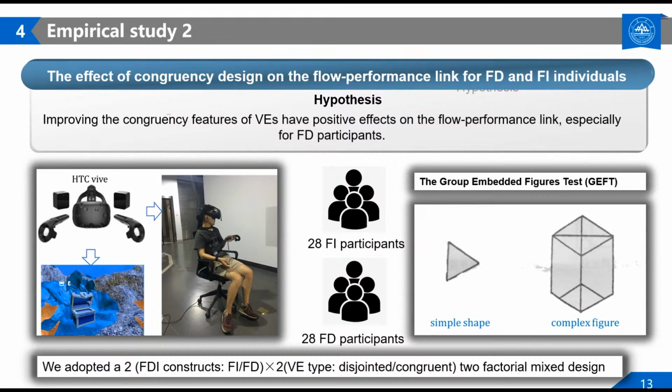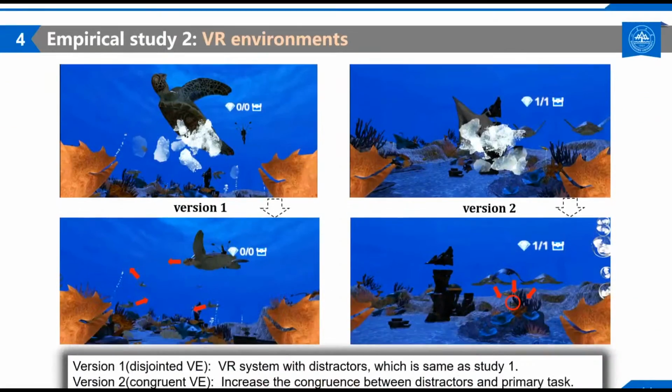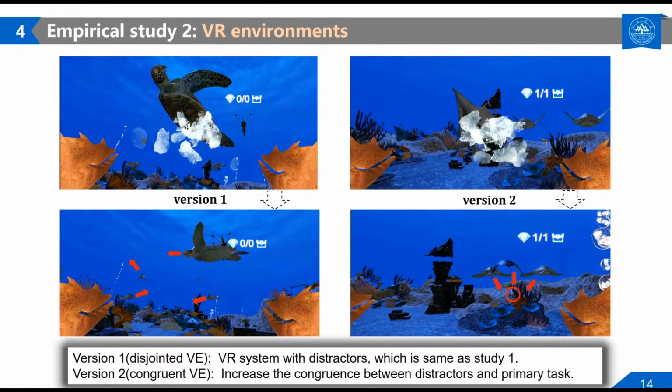28 FI and 28 FD participants participated in this study. Their previous experience of VR was controlled. Different from study 1, this experiment adopts a 2-factorial mixed design. The within-subject factor is VE type. Therefore, we need to prepare 2 versions of BES in this study. Here are the 2 versions of VE.